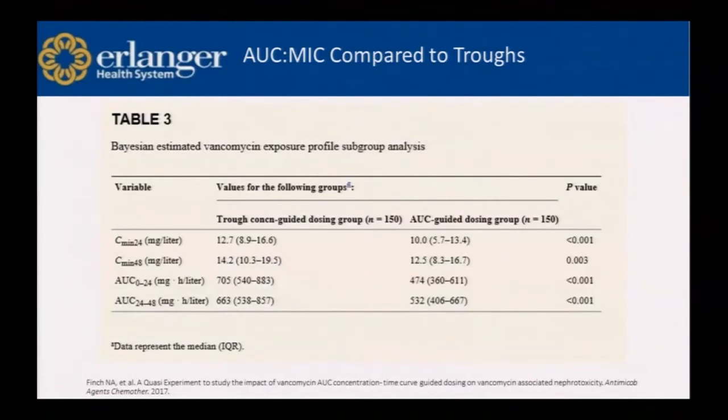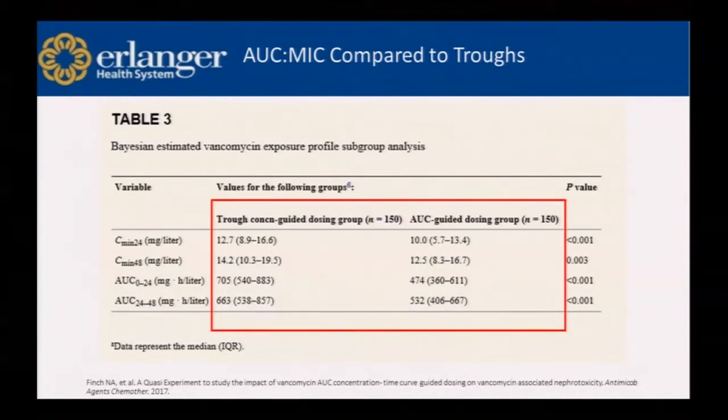And again, from this same study, the investigators used Bayesian software to estimate vancomycin exposure profiles and then compared that between groups, so the trough-based monitoring and the AUC-guided dosing group. So what we can see here is that the trough-guided dosing group led to higher troughs when compared to the AUC-guided dosing group. At 24 hours in the trough-guided dosing group, the median trough was 12.7 compared to 10 in the AUC-guided dosing group. And then at 48 hours, it was 14.2 compared to 12.5 in the AUC-guided dosing group.